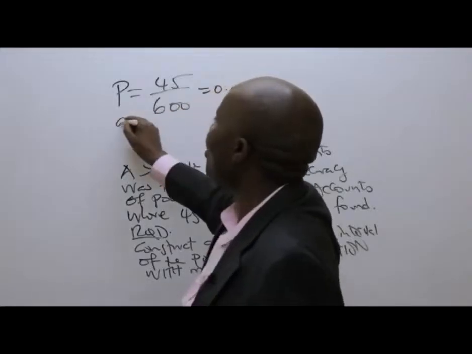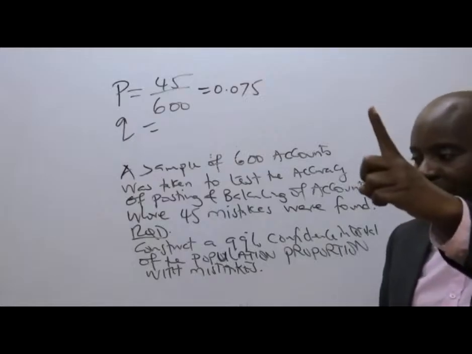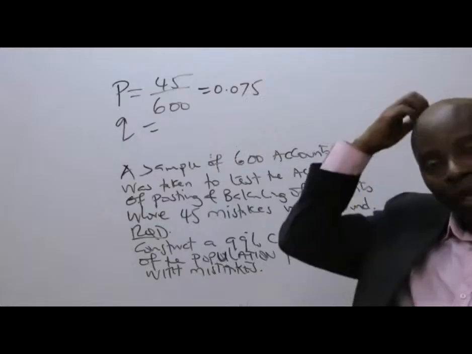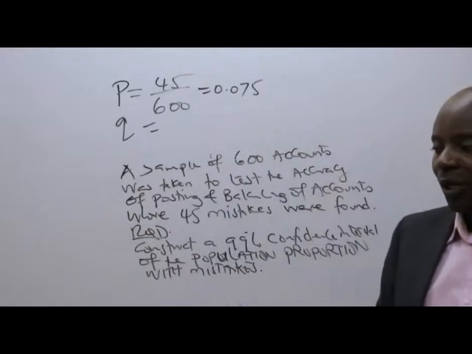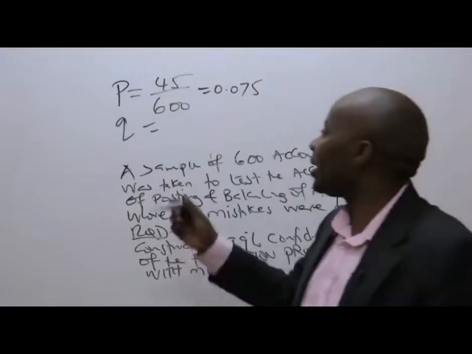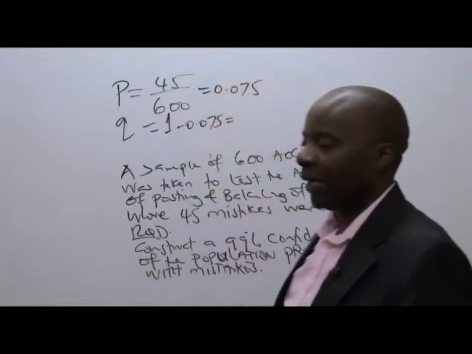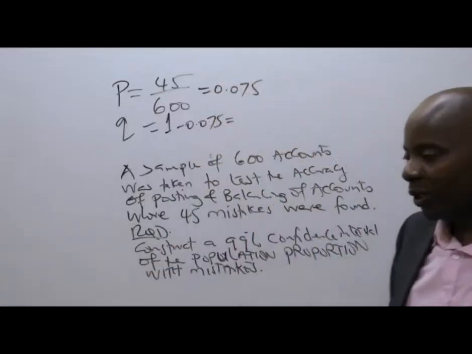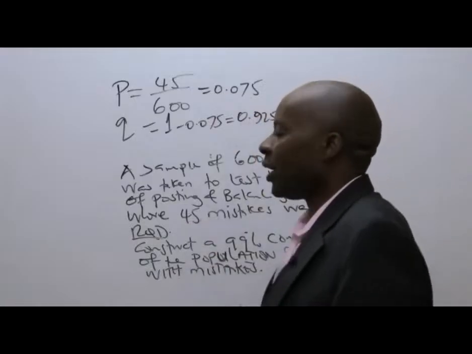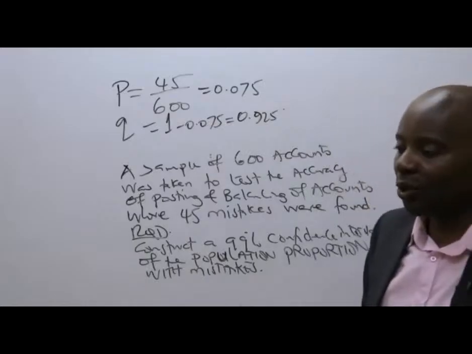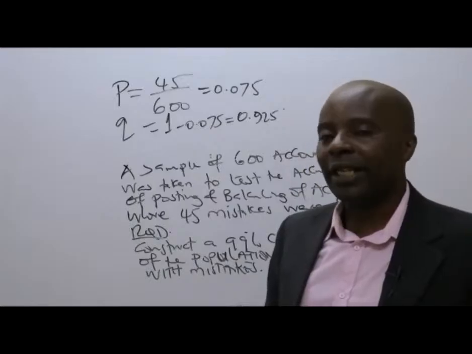So then what do you think will be our Q? Remember that P plus Q must always add up to 1, meaning that Q will be 1 minus 0.075, which gives us, according to Denzel, 0.925. Now, having got P and Q, I expect you to go ahead and calculate for us the standard error.